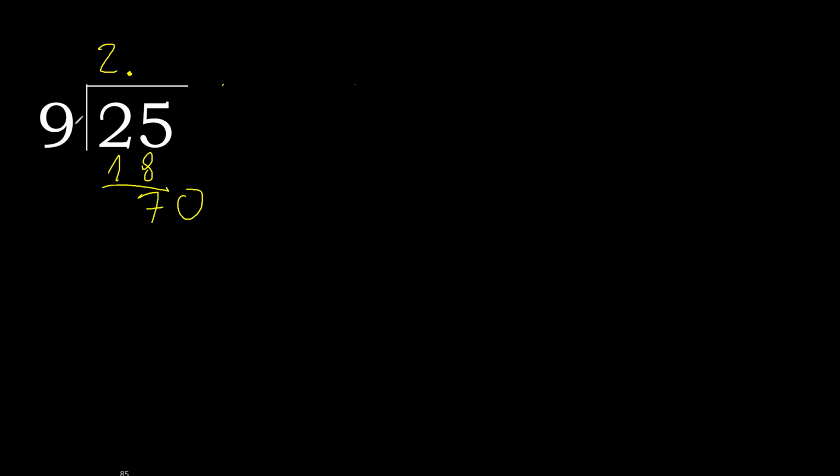70. 9 multiplied by 9 is greater. 9 multiplied by 8 is greater. Multiplied by 7, 63, is not greater. Okay, 70 minus 63 is 7. Always complete with 0, 0 point. 70. 9 multiplied by 7.